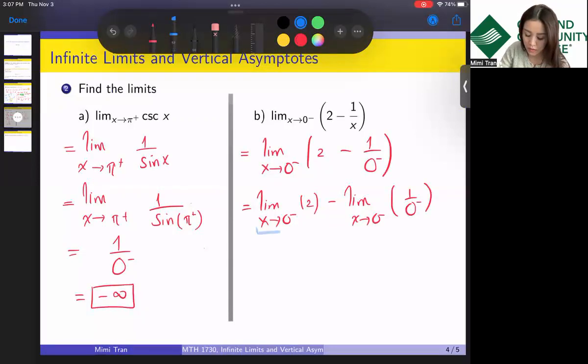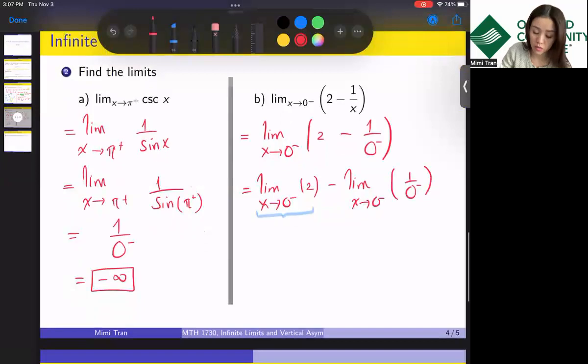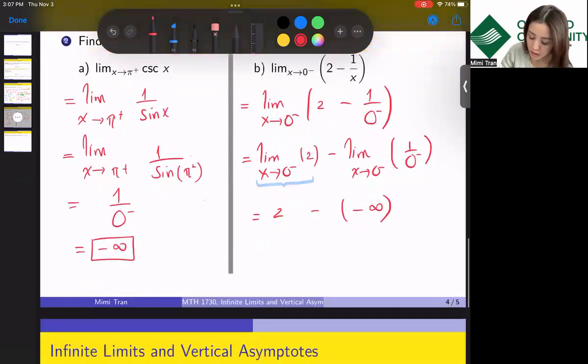Well, this one right here is just 2, right? Because 2 does not depend on x. The limit of a constant is equal to the constant. So it's just equal to 2 minus 1 divided by 0 from the left, that's negative infinity. So 2 plus infinity, well, 2 plus infinity is still infinity.